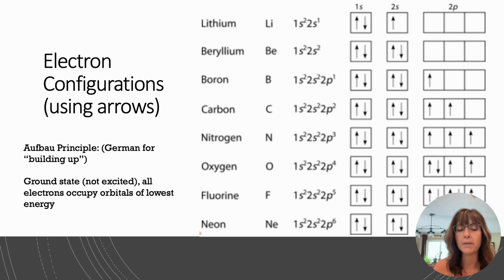Nitrogen, up, up, up. What's important about this is called the Aufbau principle. It's German for building up. The ground state is where no electrons are excited. They're all found where we think they should be. So when you do electron configurations, you need to go one orbital at a time, like you were taught in regular chemistry, and we'll review this before you move on to the next orbital.